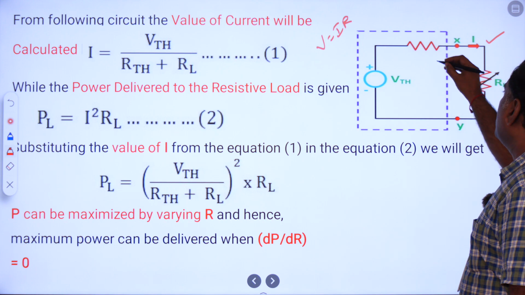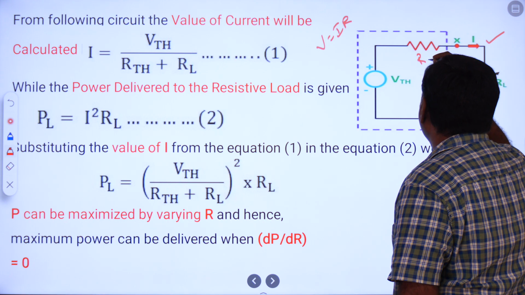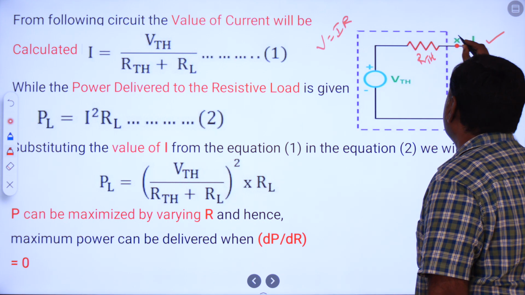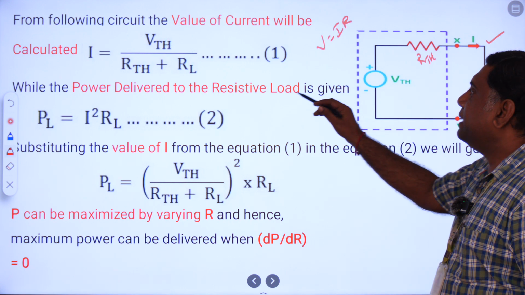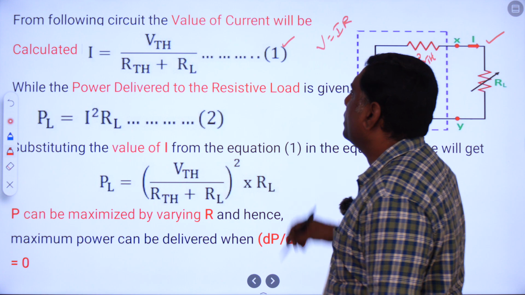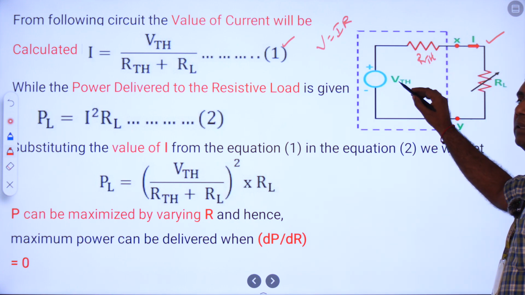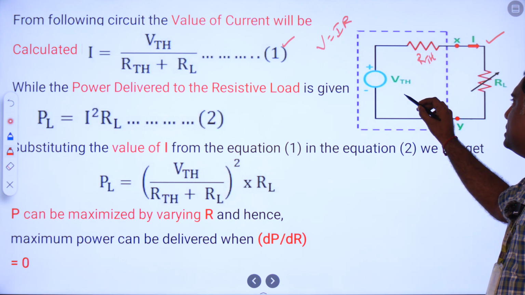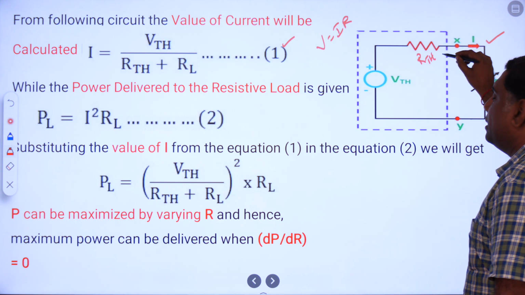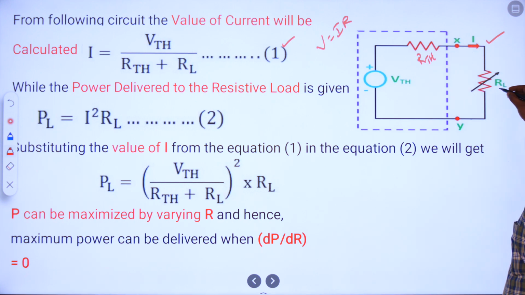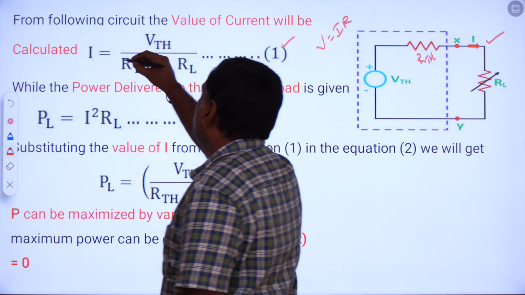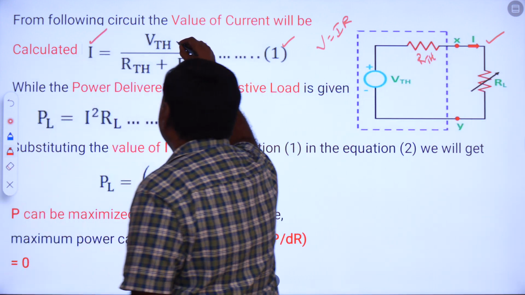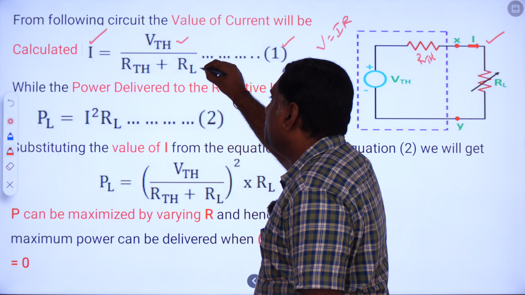So this is called R Thevenin, the internal resistance, the source internal resistance. Now we have to find the current of the given network. Here the Thevenin voltage is in series with the Thevenin resistance, as well as in series with the load resistance. So I equals V Thevenin divided by R Thevenin plus RL.